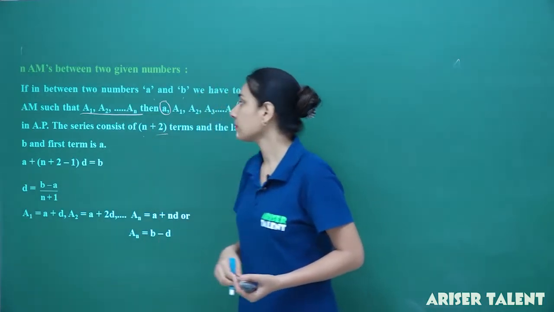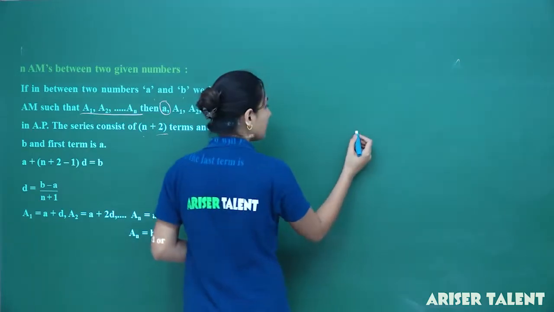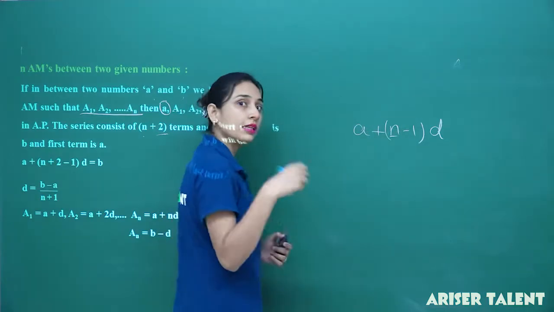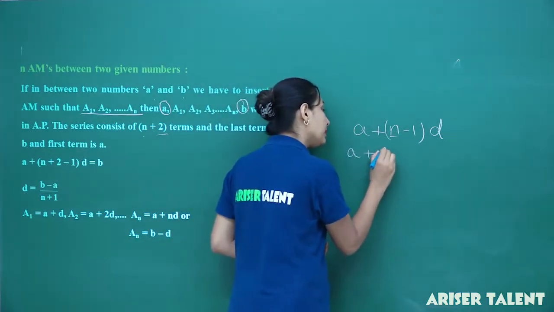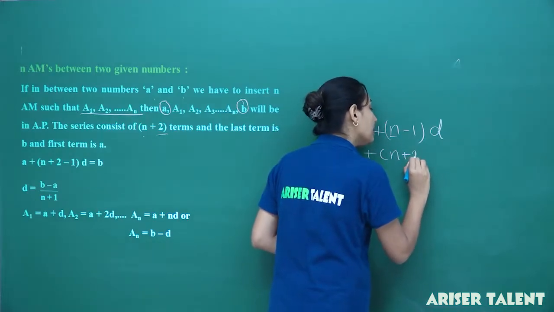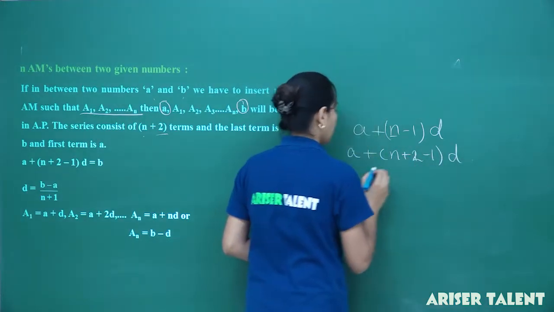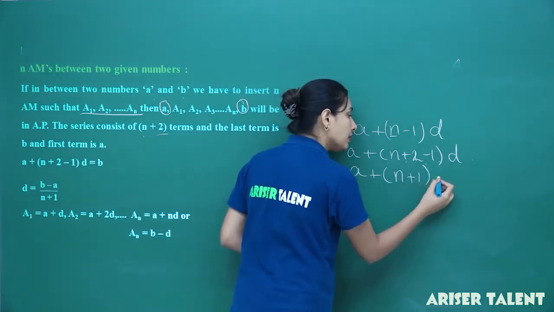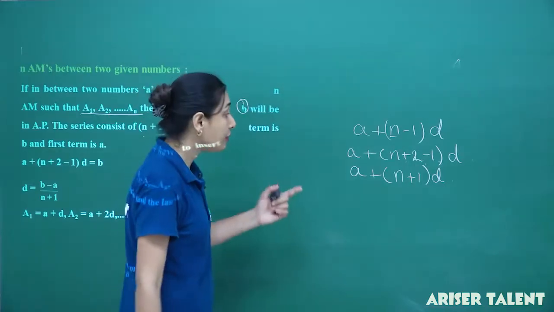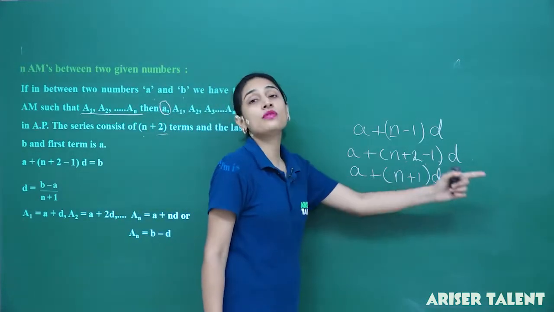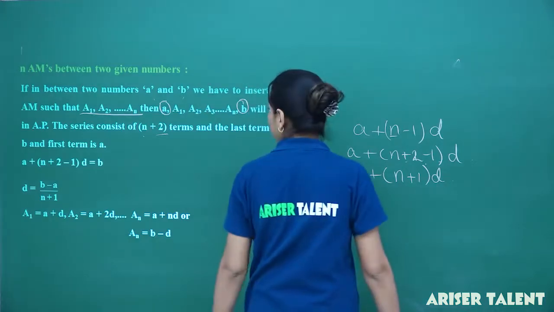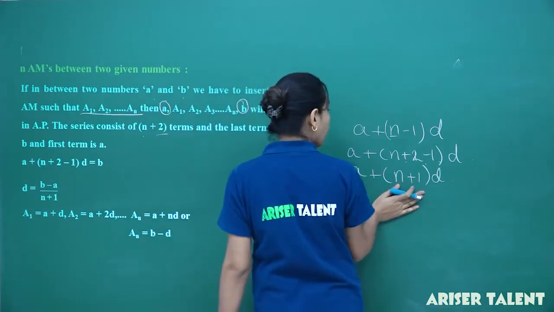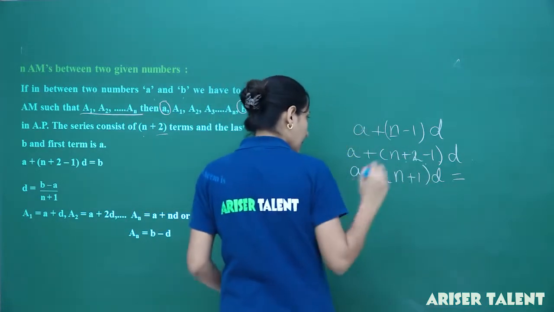So now what is the formula? a plus n minus 1 d. Now the value of n is n plus 2. So a plus n plus 2 minus 1 times d. Now when you solve it, it will become what? Plus 2 minus 1 is plus 1, multiplied by d. So it will become a plus n plus 1 d. Okay, right? Now the value of d from here is equal to what? Understand this?